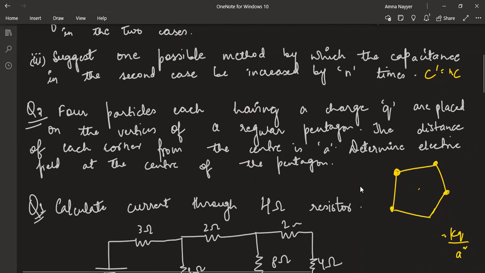And the direction also you have to find out. So the direction will be towards this. Whatever you name it, let's say this is A, B, C, D, E, and this is O, so that will be along OE.